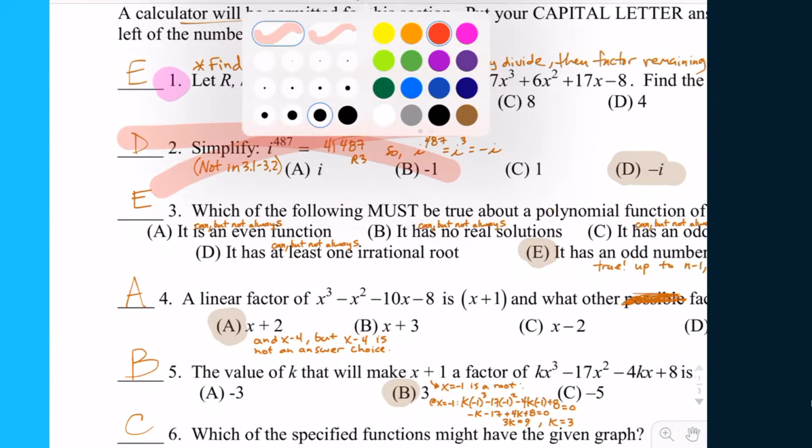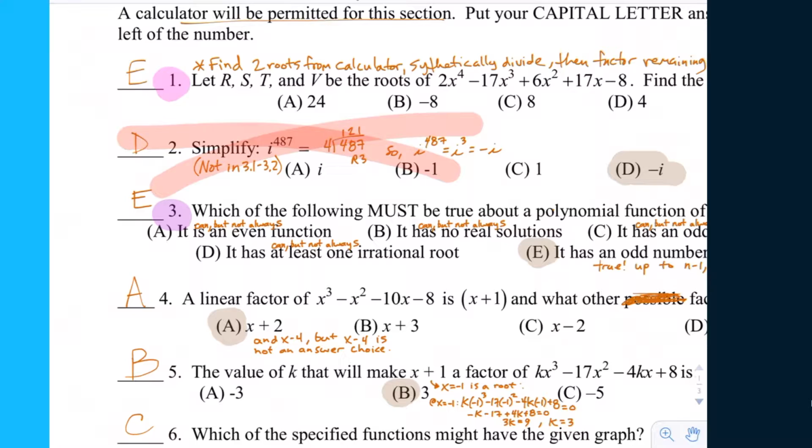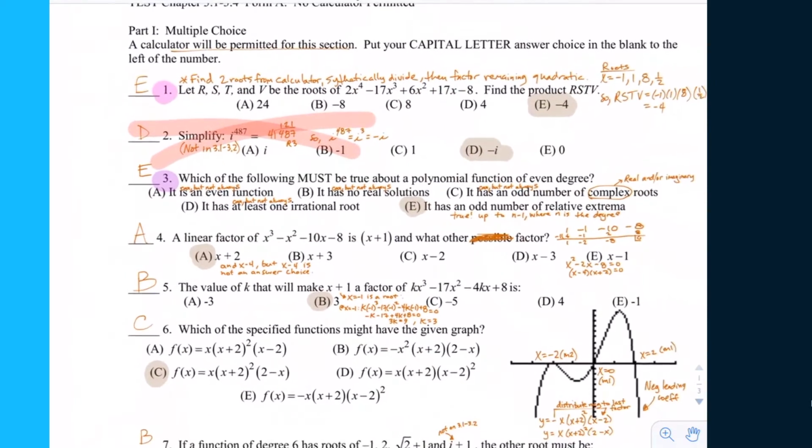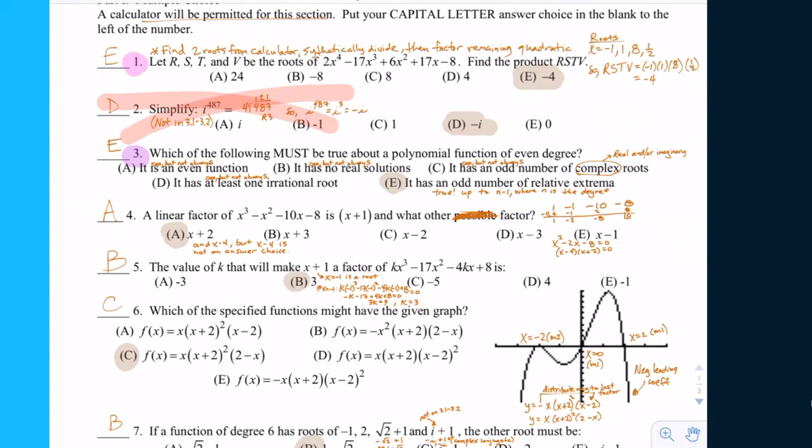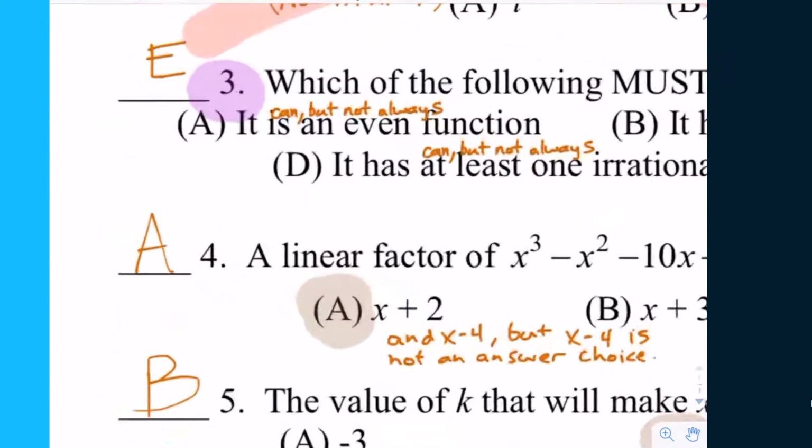Number 3, fantastic question. Number 3 is good. It's golden. I like these questions because you do have to kind of read all of them, and they're kind of theory-based. Which one must be true? Make sure you read that carefully because sometimes it says which one must be true, which one is not true. And remember, to be true in math, it has to be true all the time, not just some of the time.